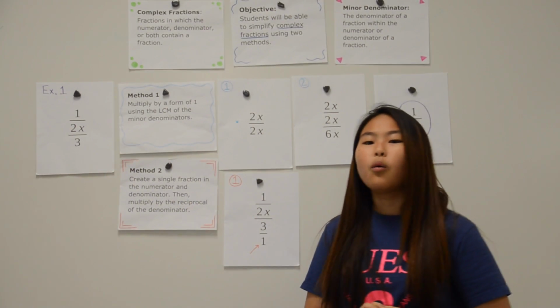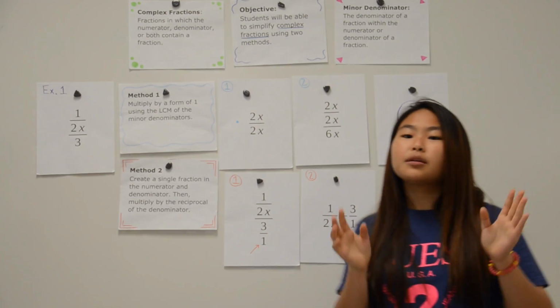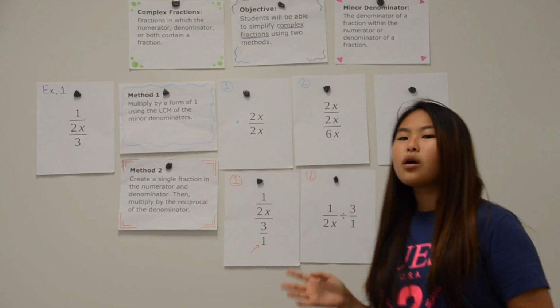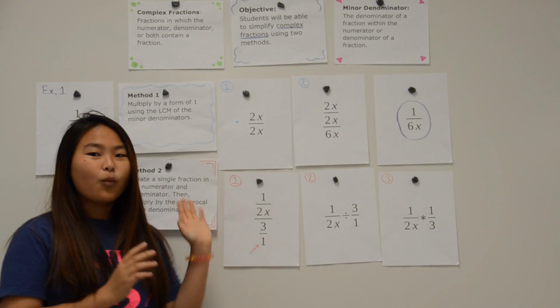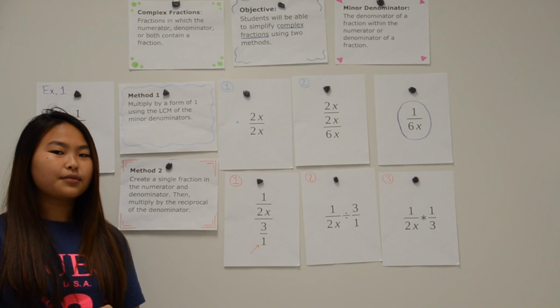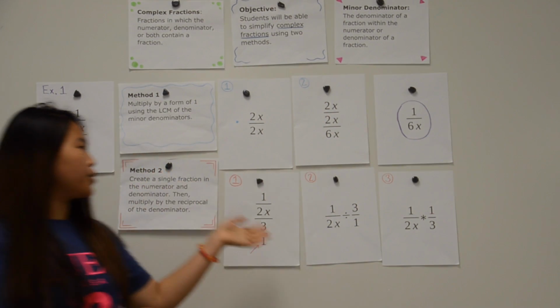You can look at this as dividing the two fractions. 1 over 2x divided by 3 over 1. When we divide by fractions, we multiply by the reciprocal of the denominator. So we would have 1 over 2x times 1 over 3. Doing so, you would get 1 for the numerator and 6x for the denominator. We get the same answer as what we got from method number 1, which is 1 over 6x.